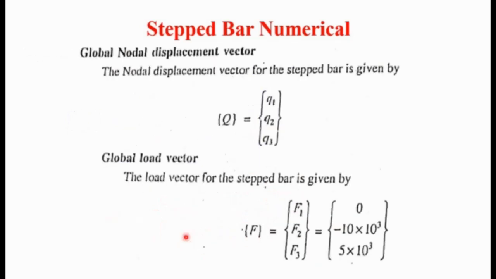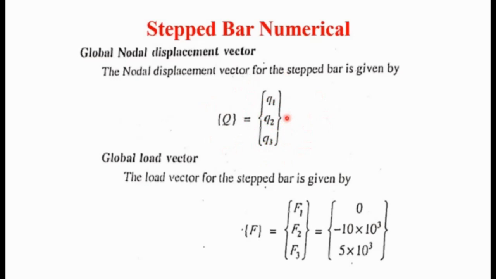After finding the global stiffness matrix, we have to find the global displacement vector and the global load vector. The global displacement vector for the stepped bar is Q equals Q1, Q2 and Q3, where Q1 is the displacement at node 1, Q2 at node 2, and Q3 at node 3. This Q is the global nodal displacement vector.